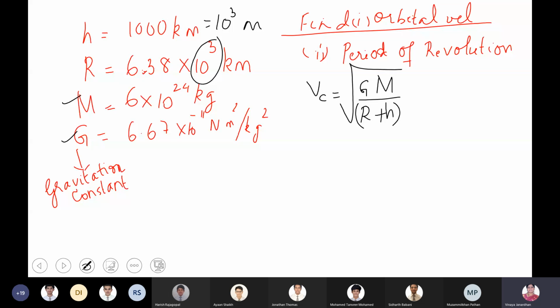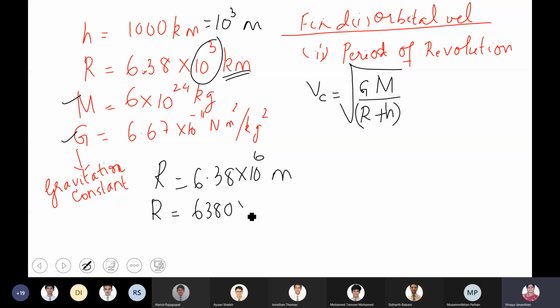So what should I do? Kilometers should be converted to meters. Boys, how will I find R? R is 6.38 into 10 to the power of 3 kilometers, or I can write 10 to the power of 6 meters. So now R becomes equal to 6380 into 10 to the power of 3. Is that fine, what I am writing? Just check, boys. Why am I putting it in the form of 10 to the power of 3? Why not 10 to the power of 6? Because you have to add the value of h.